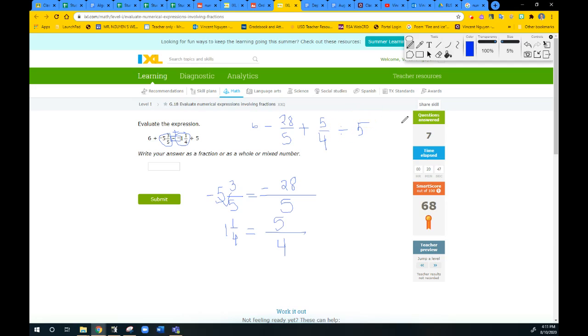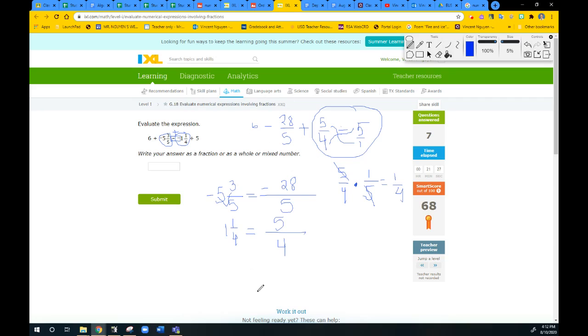Okay, so what do I do first? Well, remember division comes before adding or subtracting, so I have to do this first, right? And this 5 is like 5/1 because it's 5, right? And because I am dividing, I'm actually multiplying by the reciprocal. So 5/4 times 1/5. The 5 will cancel, and then you get 1/4. That's your answer for this part right here.